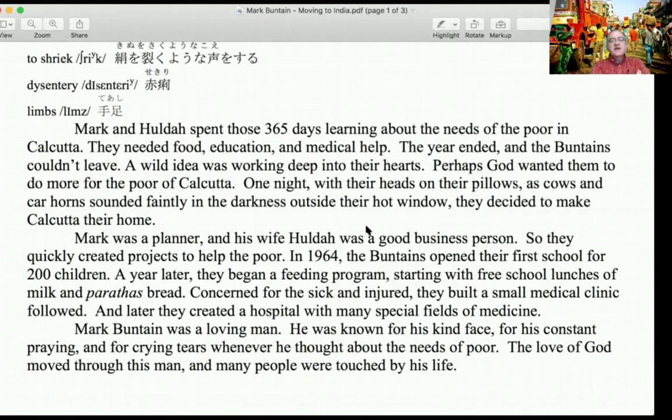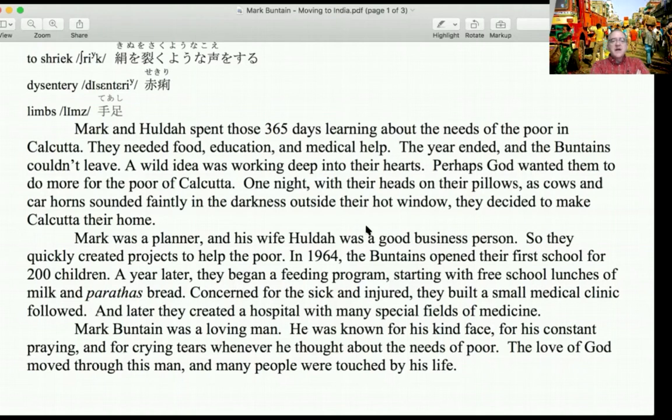Mark was a planner and his wife Hulda was a good business person. So they quickly created projects to help the poor. In 1964, the Buntains opened their first school for 200 children. A year later, they began a feeding program, starting with free school lunches of milk and parathas bread. Concerned for the sick and injured, they built a small medical clinic. And later, they created a hospital with many special fields of medicine.